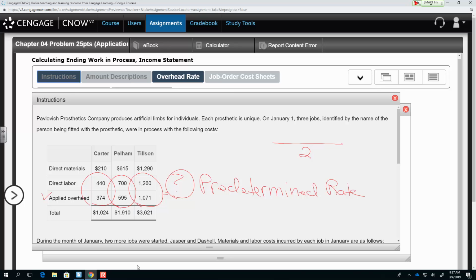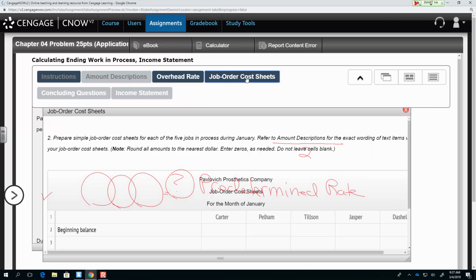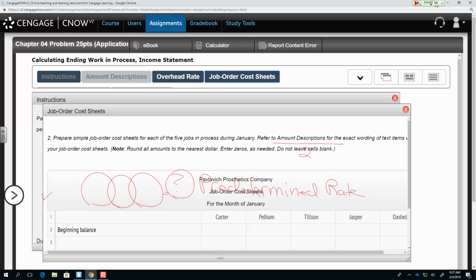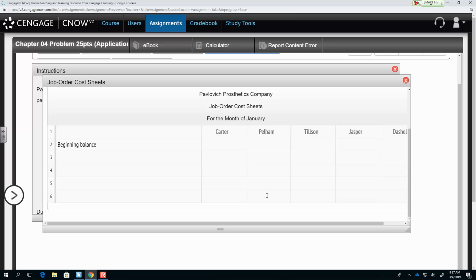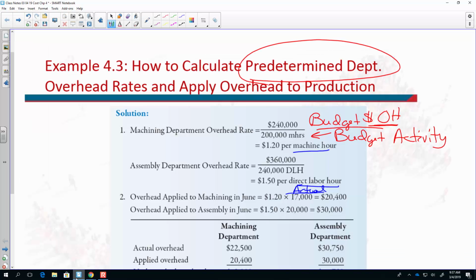What you're going to do then is take that rate, obviously, and then complete the job order cost sheets. So you'll have a work in process section by job, and the application of that overhead using that rate is found on this worksheet. So that's what we're going to do today, is actually complete some job order cost sheets so that you're familiar with that process and how this should be completed for your 25-point problem. Okay, so let's do that today.